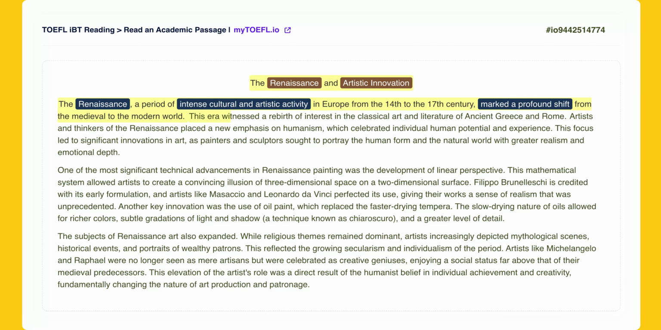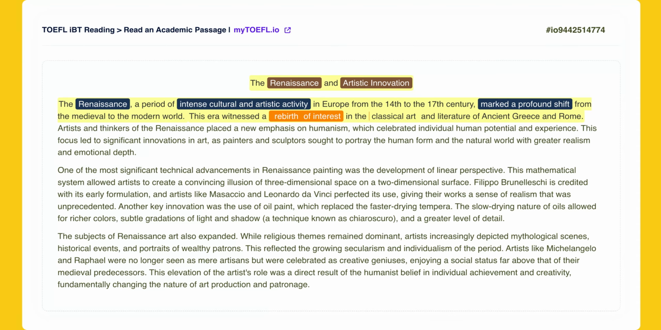This era witnessed a rebirth of interest in the classical art and literature of ancient Greece and Rome. Here we see the inspiration behind the movement. The instructor in me wants you to notice the word rebirth. It shows that artists weren't just making things up, they had a rebirth of interest in classical art from the past. This historical connection explains why the art looked the way it did.